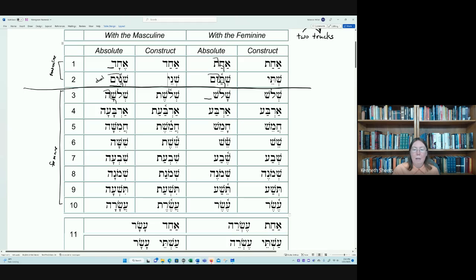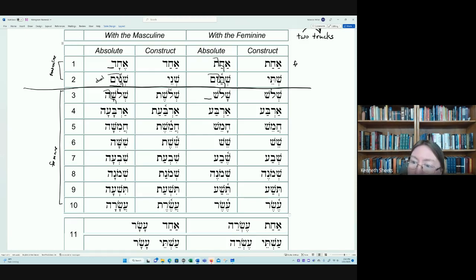Arba, chamesh, sheish. It's kind of interesting. You can actually hear where we get our word 6 from that. Sheish. Sheva, you can hear where we get our word 7 from that. Shemone, tesha, eser. So none of these from 3 down have that ah ending. So again, for these numbers, that gender has switched.